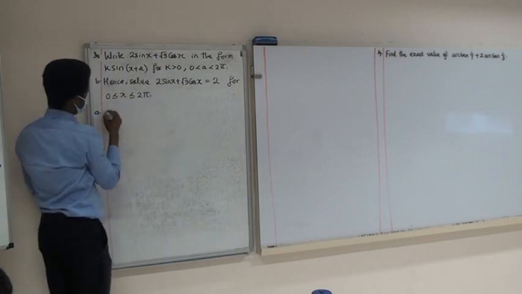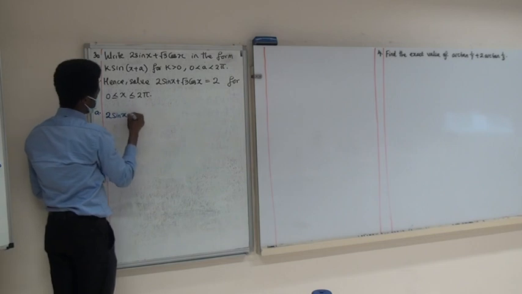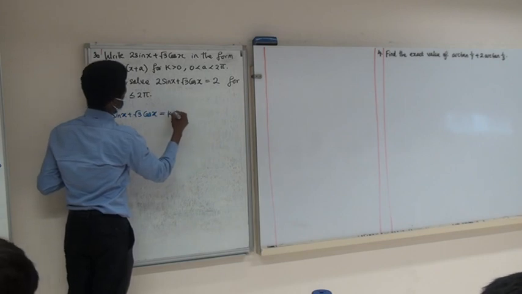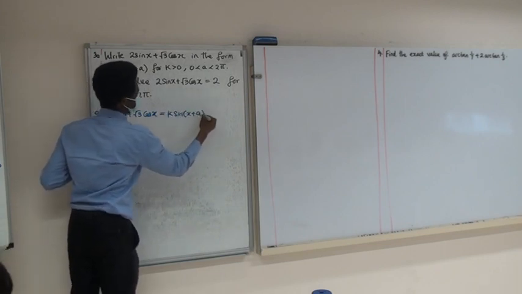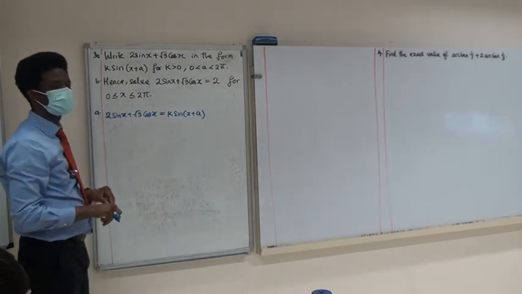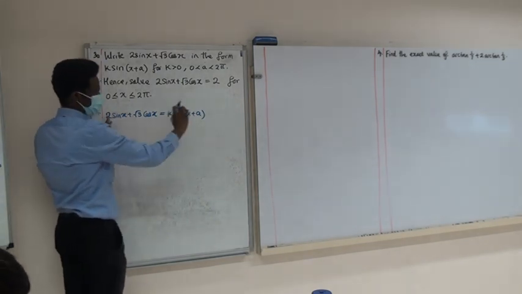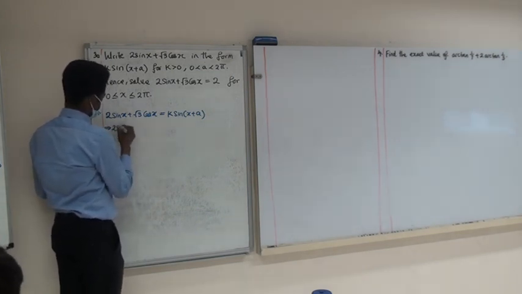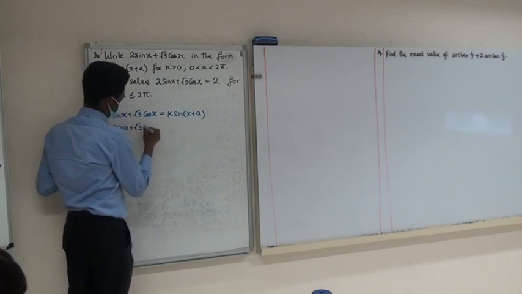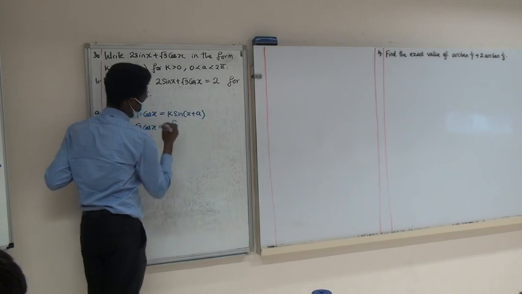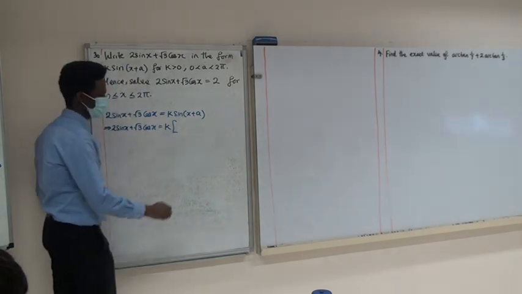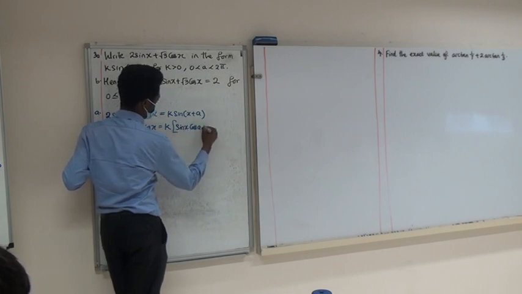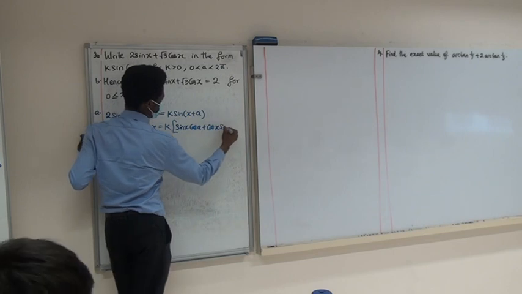We want to write this to look like this. So basically, we want to ensure that 2 sine x plus root 3 cos x is written in this form. That's why I'm equating them from the beginning. Which means my 2 sine x plus root 3 cos x is actually k sine of x plus a. Then I use the compound angle: sine x cos a plus cos x sine a.